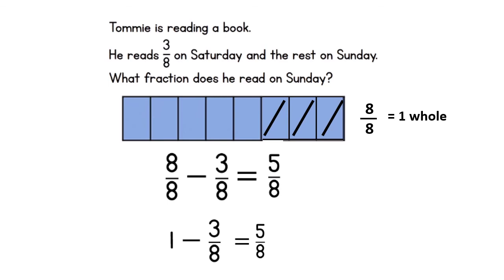Again, 5/8. So if you see a question where you have 1 subtract a certain amount, 3/8 in this case, you know that 1 is going to equal, in this case, 8/8. If this was, say, 1 subtract 2/5, it would be 5/5 subtract 2/5. So what you need to do is work out what the whole is before you subtract the other numbers.